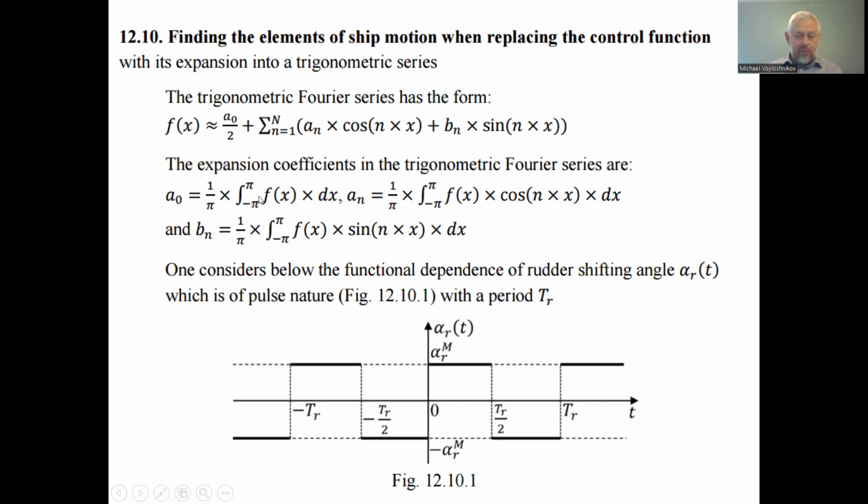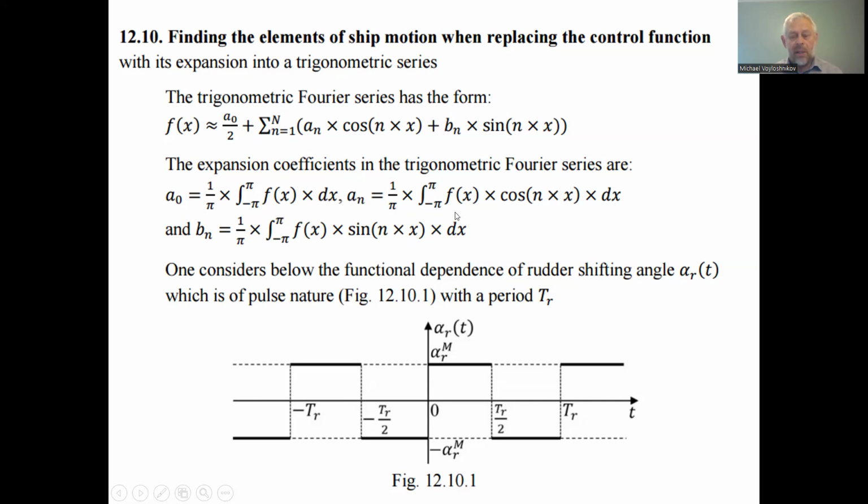The coefficients of expansion into the trigonometric Fourier series: a0 is 1 divided by p multiplied by the integral from minus p to p. This is the usual formula. The function whose expansion we consider, by the increment dx of the variable. The nth coefficient, the factor within the brackets to the function of the cosine, is equal to 1 divided by p multiplied by the integral from minus p to p.